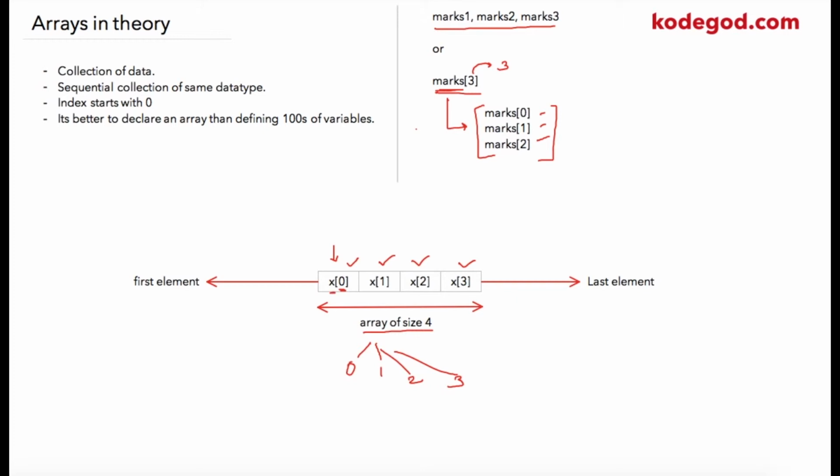Again, just to revise, x is an array which is a collection of the same data type. Here in this example, I am using x as an array of size 4. So x[0] is my first element and x[3] is my last element. In the next lecture, we will check how we can declare, initialize and use arrays in a program.